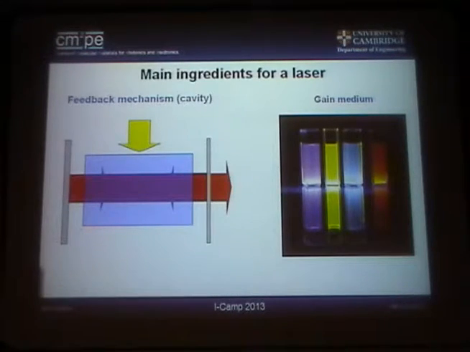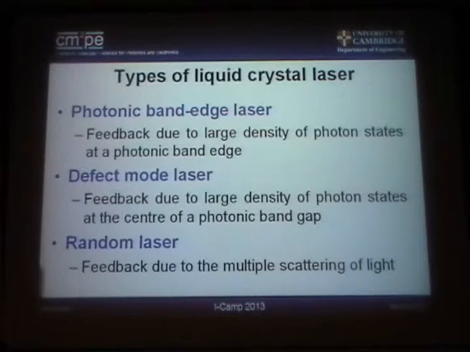So the main ingredients that you have, as you do for any type of laser, are some kind of cavity, a feedback mechanism, and a gain medium. And this can come in lots of different forms for the liquid crystal lasers. So, as I said before, the term liquid crystal laser encompasses quite a few different types of lasers. And really, you can break them down into three main categories.